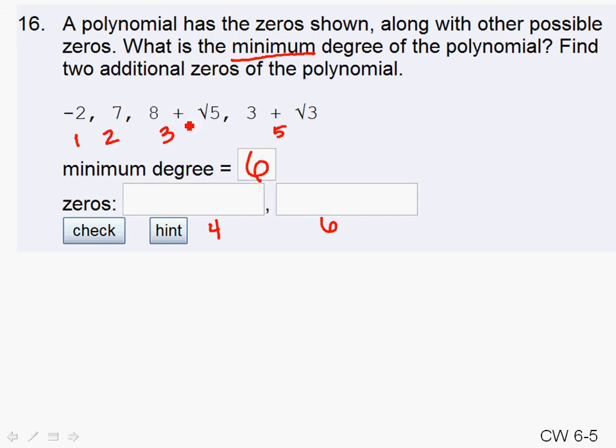Our other zero, the one that matches with this, would be 8 minus the square root of 5. And the other one that matches with this conjugate pair would be 3 minus the square root of 3.